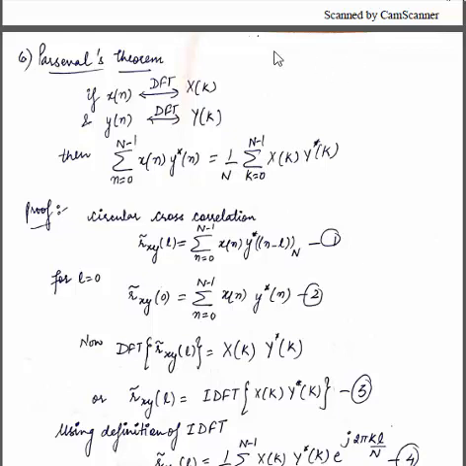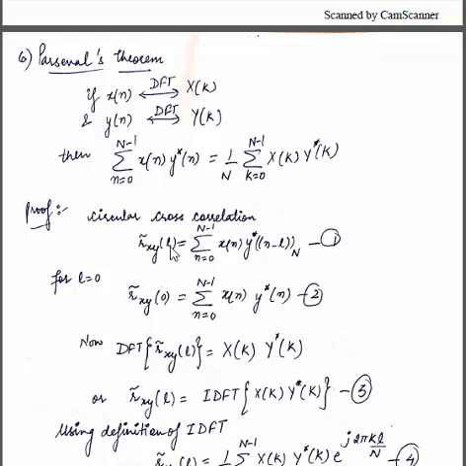In this, if DFT of x of n is X of k and DFT of y of n is Y of k, then according to Parseval theorem, summation n tends to 0 to N minus 1 x of n y conjugate n is equal to 1 by N summation k tends to 0 to N minus 1 X of k Y conjugate k. To prove it, we have to write down the equation of circular cross correlation.